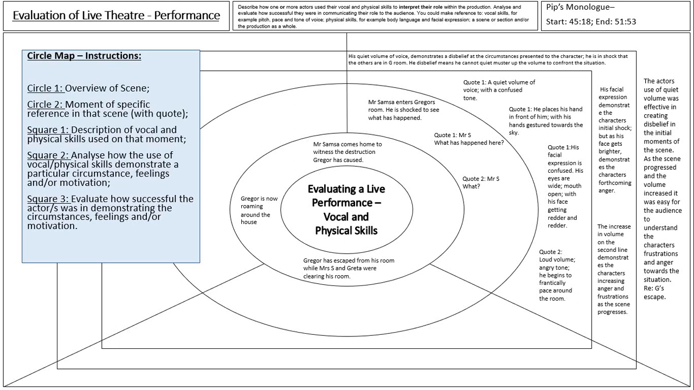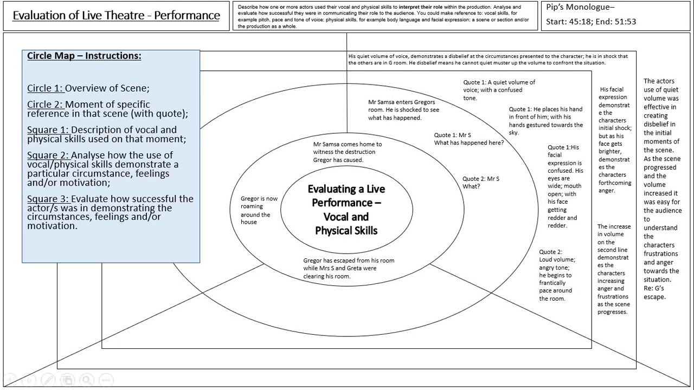So I'm giving my opinion there. That's really important for analysis, for evaluation. As the scene progressed, the volume increased. It was easy for the audience to understand the character's frustrations and anger towards the situation. So really, I'm saying this is what they did, and this is why it was beneficial for the audience. It was effective because it allowed me as an audience member to understand that. In that evaluation box, you can say, I thought this happened really well, and this is how it was impactful for me as an audience member.